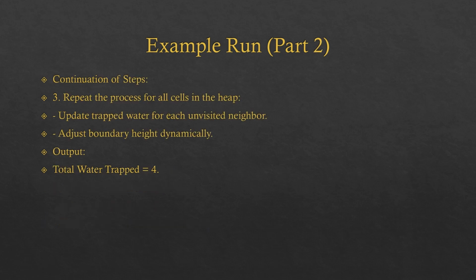Continuing with our example, we repeat the process of extracting cells from the heap and calculating the trapped water. The trapped water accumulates in the valleys formed by higher cells. After processing all the cells, the total water trapped is 4. This is the final output of this grid.